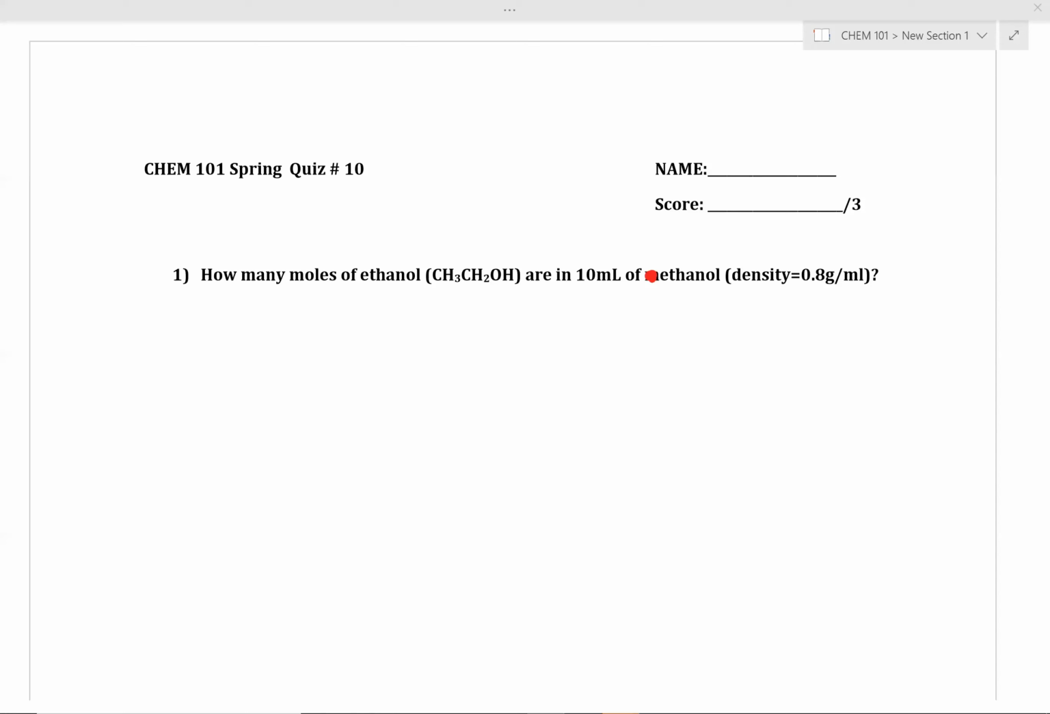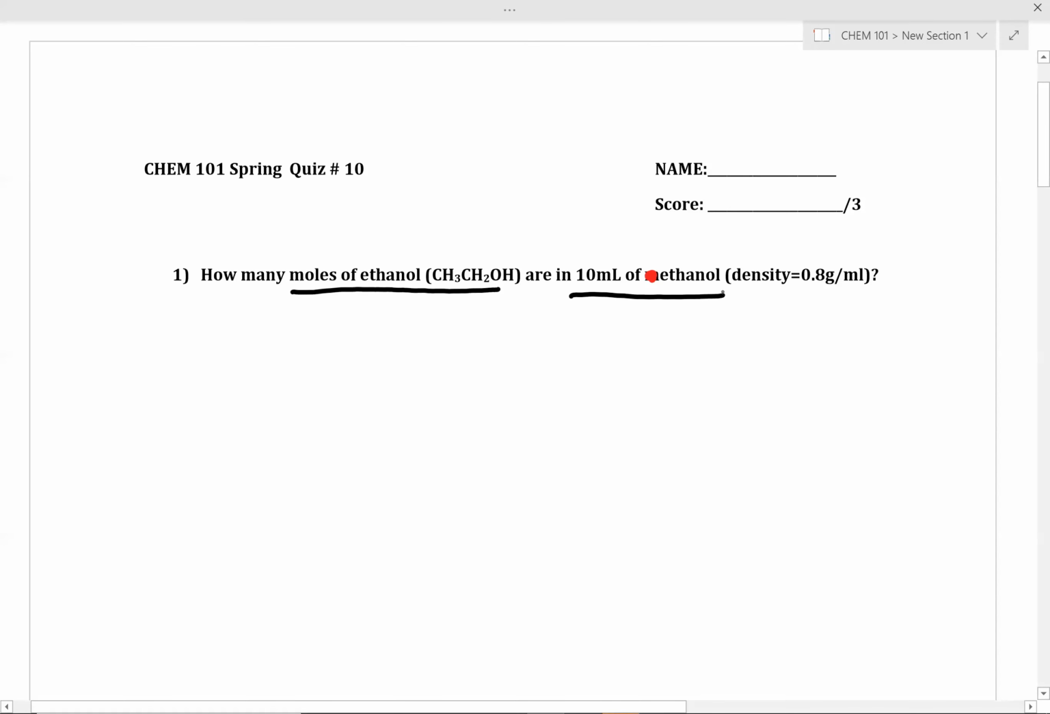Okay, so in today's quiz, we're dealing with mass mole conversions and an empirical and molecular formula problem. So first and foremost, we're asked to calculate the moles of ethanol in 10 milliliters of ethanol.